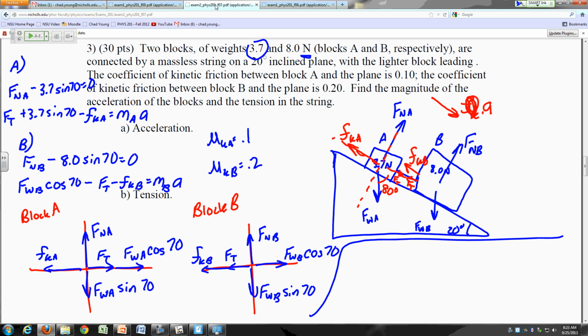Rob, do you have a question? Yeah, so mass 1 is 3.7 and mass 2 is 8. Right, block A is 3.7 and block B is 8. The lighter block is leading right here.